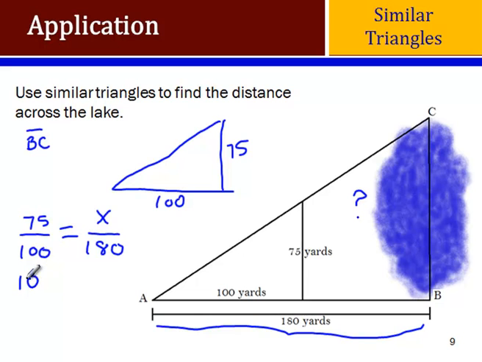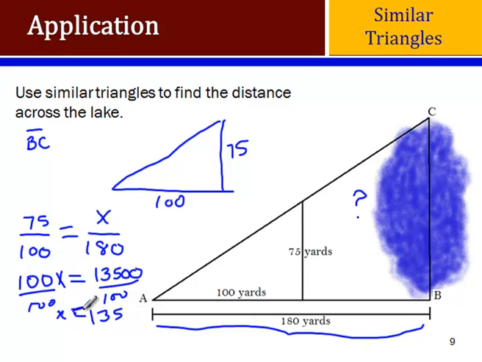If I cross multiply, 100x, and then 75 times 100 is 13,500. And if I divide both sides by 100, I get x is 135.